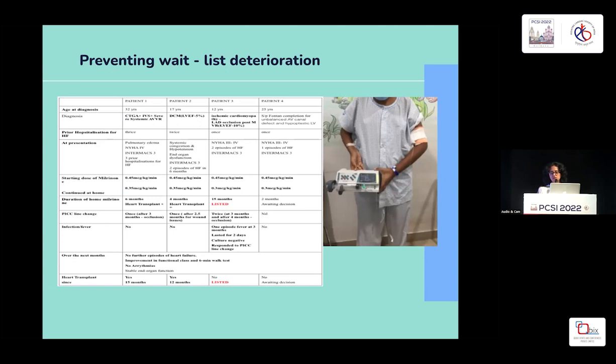They do pretty well. This is how we set it up for them. We have a PICC line in place, a portable infusion pump, and we have a nurse and myself who look after them telephonically, with factors which are important from a heart failure point of view.